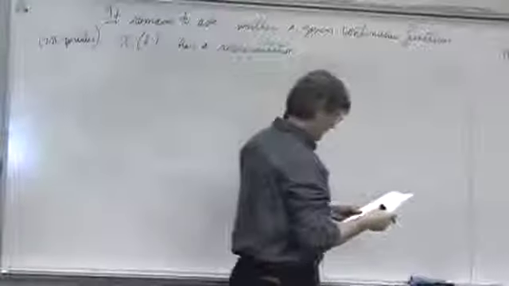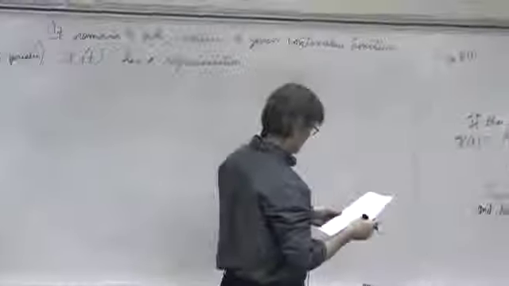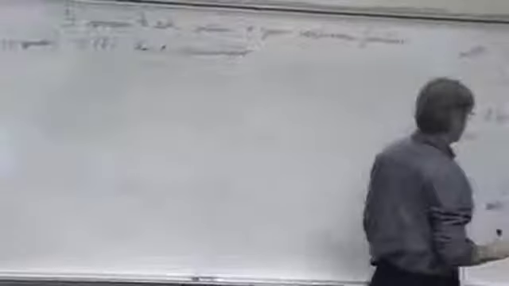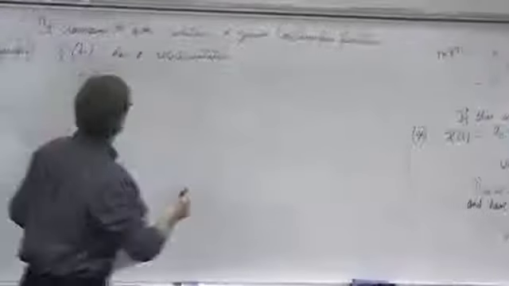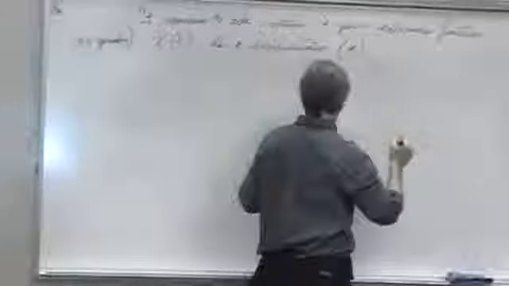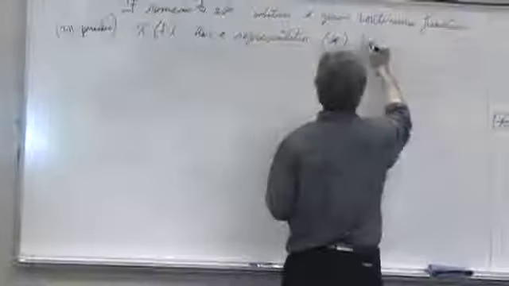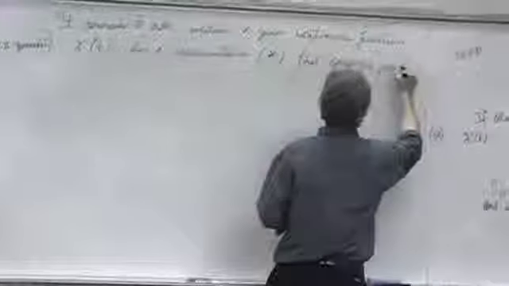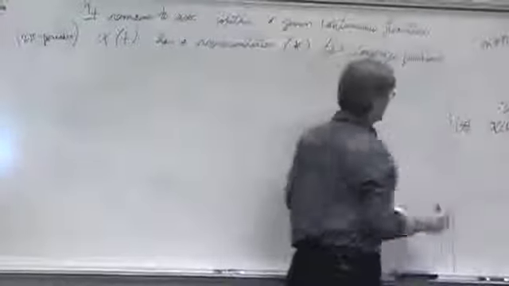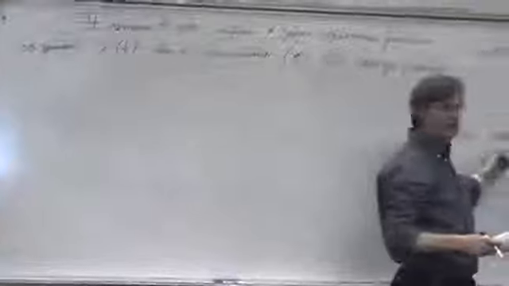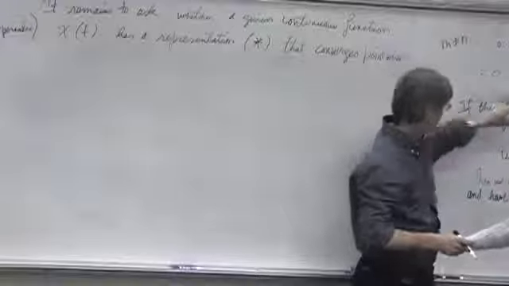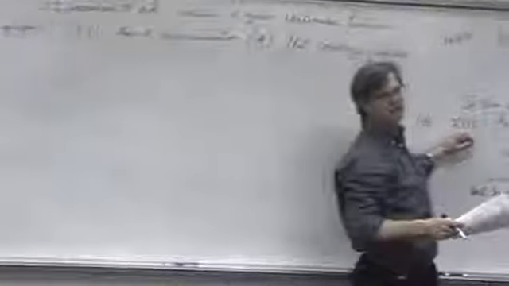well, I'm going to call it star, that converges pointwise. In other words, is it true for every single fixed t that this infinite series converges to the number x of t, where x of t is given? In other words, I start with an x of t, I generate this series, does it actually equal x of t for each t?